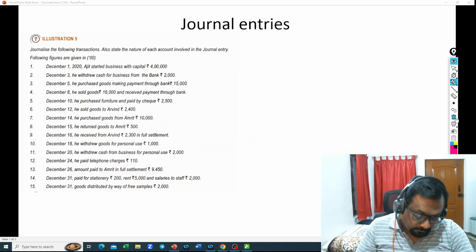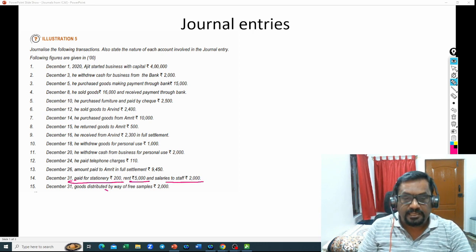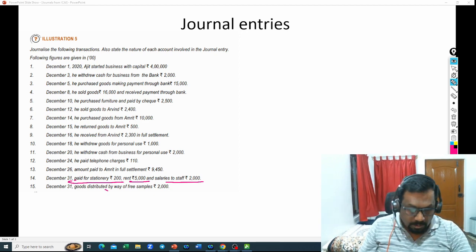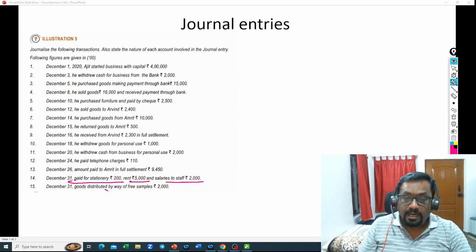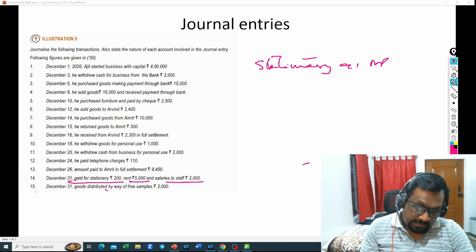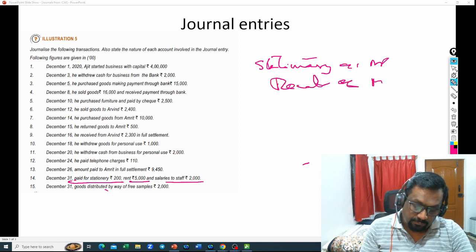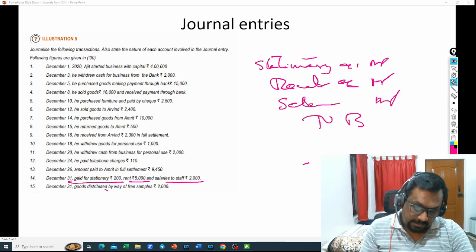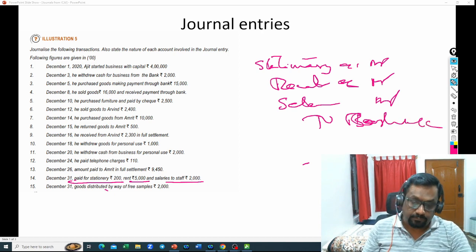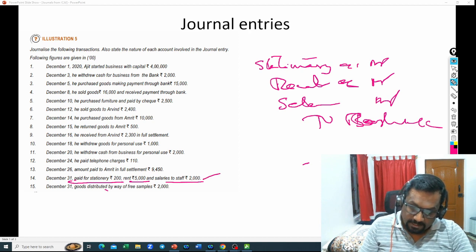Next, paid stationery 200, rent 5,000 and salary 2,000. All the three are expenses, right? When all the three are expenses, we can write one combined entry. All expenses and losses are supposed to be debited as per nominal account. So stationery account debit, rent account debit, salaries account debit to cash account. Cash has gone out, so you need to credit cash account. That's all. This should be the entry for this, right?